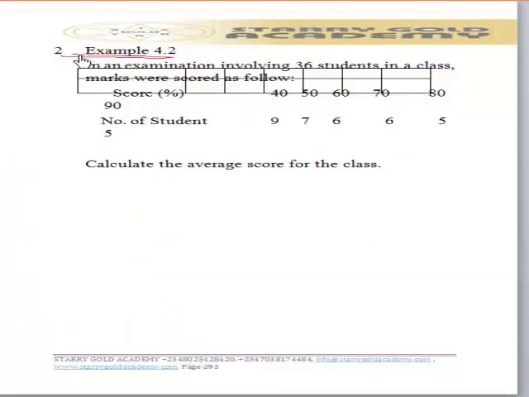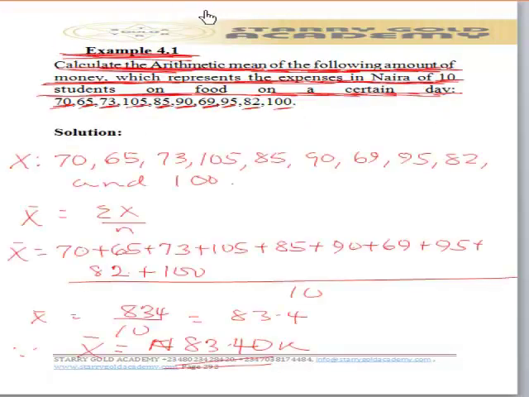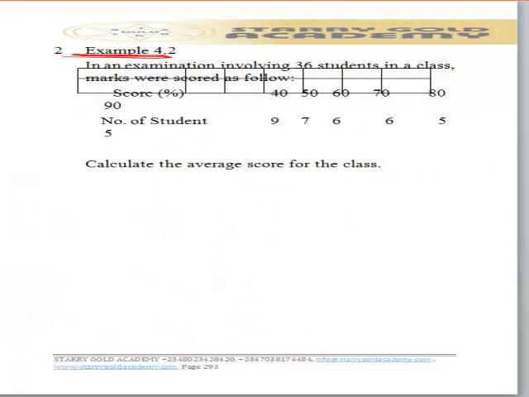So let's look at example 2. The one we have just done, you can see that it is just a given set of data, and as a matter of fact, it does not include any form of frequency. So in many instances, we may have to deal with a set of data that involves frequency. If we have that, then our arithmetic mean formula will change to summation fx all over summation f. So that is with frequency.